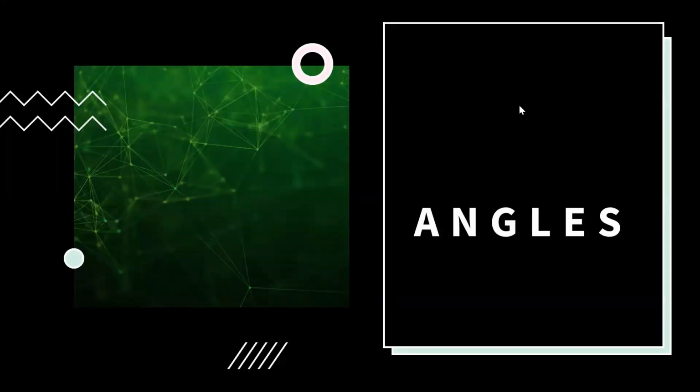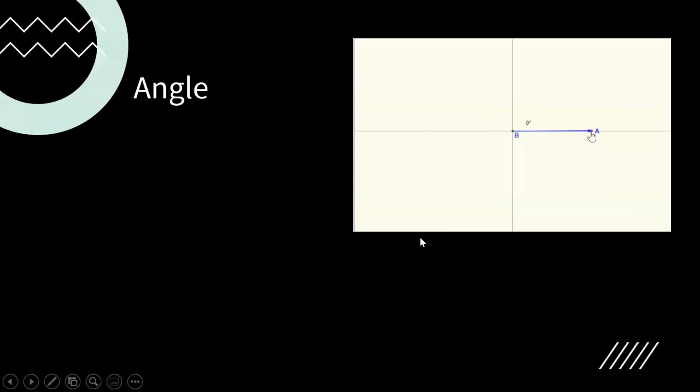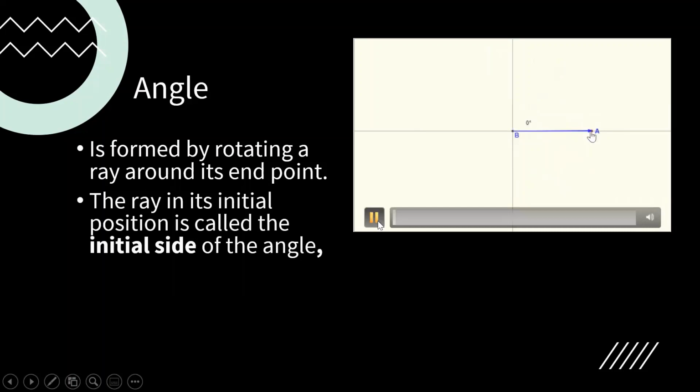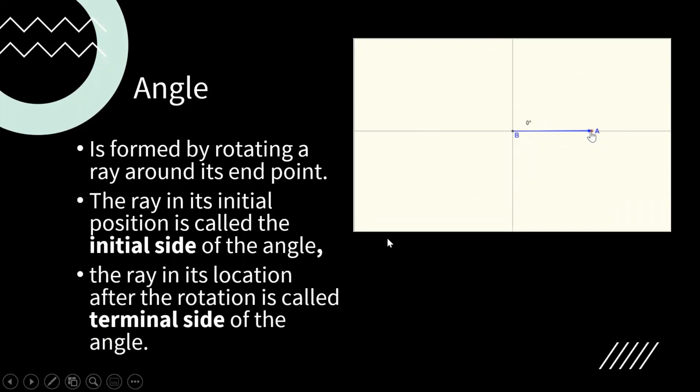Now let's talk about angles. An angle is formed by rotating a ray around its endpoint. This endpoint is what we call the vertex. The ray in its initial position is what we call the initial side, and the ray in its location after the rotation is what we call the terminal side.